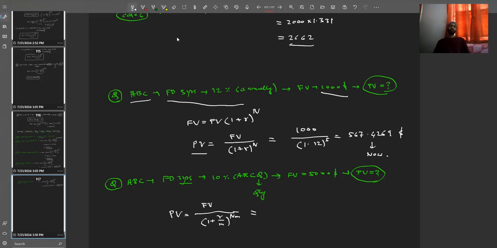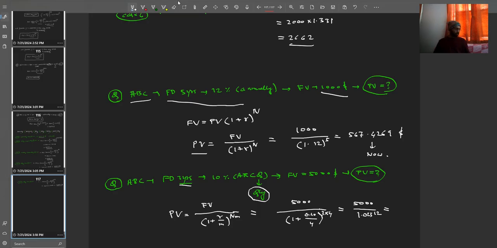So here we know all the values. 5,000 divided by 1 plus R, which is 0.10 or 10%, divided by periodicity, which is quarterly, so divided by 4, raised to the power of number of years 3 into periodicity, which is 4. So this is equal to 5,000 divided by 1.025 raised to the power of 12.